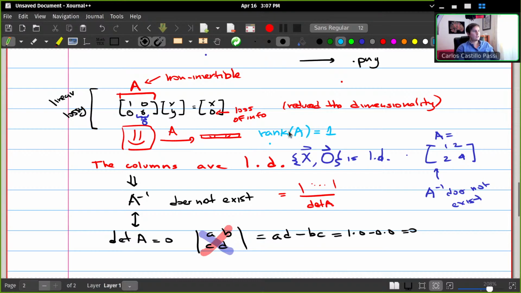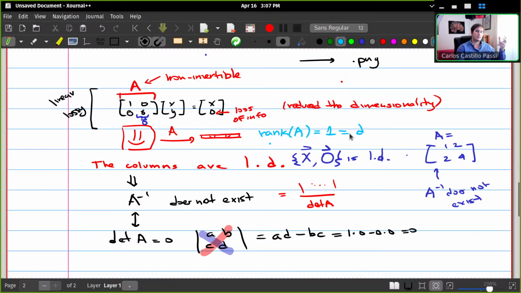And when the rank of the matrix... That is relationship with the span? Yes. The rank of the matrix is like the number of dimensions that the matrix can represent. And to have an inverse, it needs to be equal to the dimension.